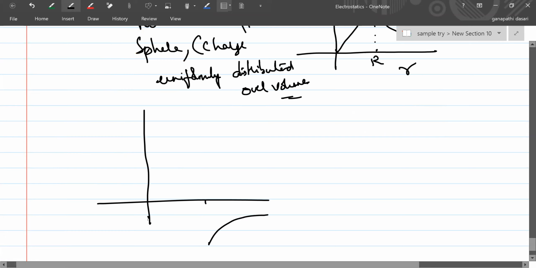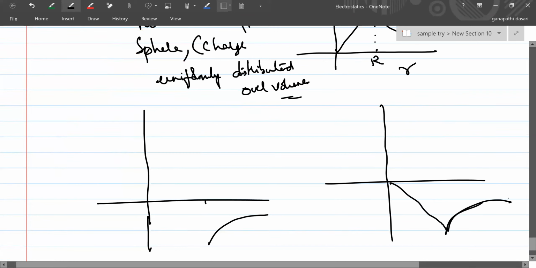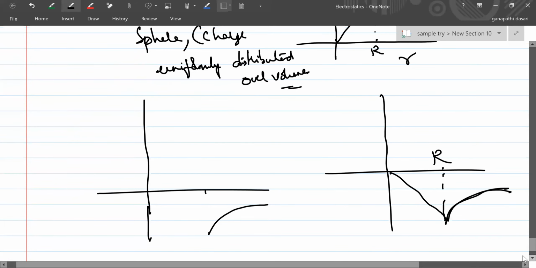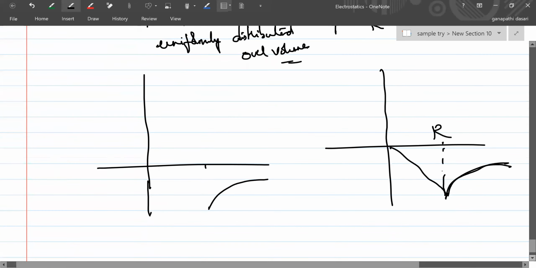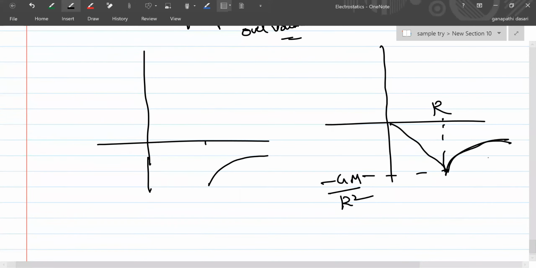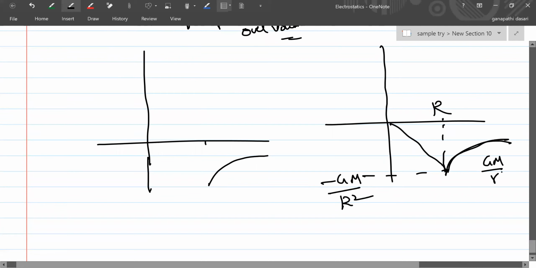Because gravitational field is an attractive force, there will be a negative symbol, right? Due to attractive force, this might be the graph. Got it? Yes, sir. Reverse to this. Just change the sign in the fourth quadrant again. This value here is minus GM by r square. Here the value is GM by r square, that is minus GM by r square. You got it? Yes, sir.